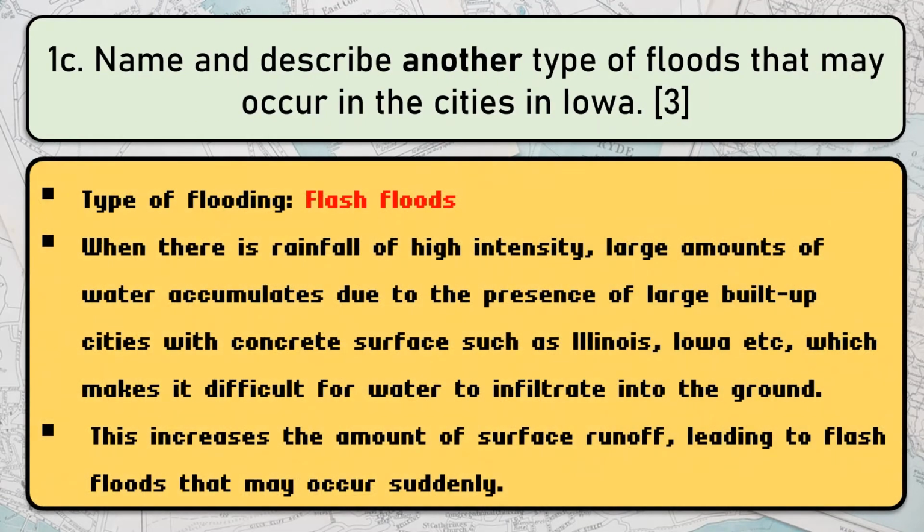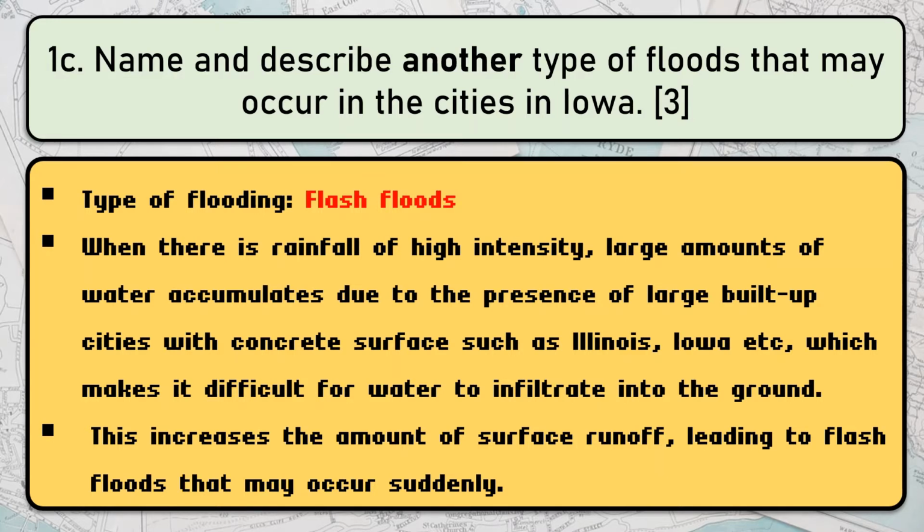So this question is worth 3 marks. You need to tell me and then you need to describe to me the type of flood. So by telling me the name of the flood, that will be 1 mark. And then the description is another 2 marks. So then you have to tell me what is this other type of flood. So for example, the answer would sound like flash floods, full stop.